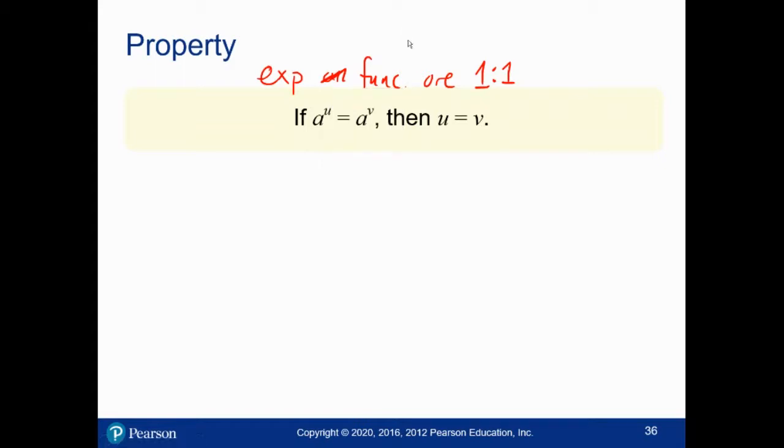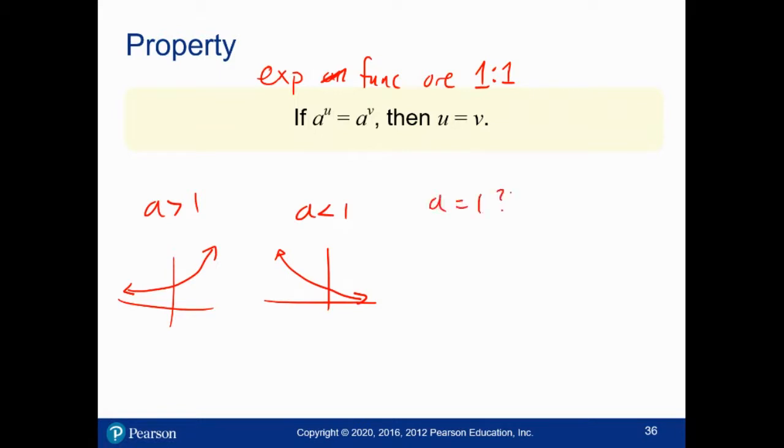Actually, while I have some nice empty space, I'll just add. Remember, if a was bigger than 1, the graph looks like this. It's increasing, it's one-to-one. When a was less than 1, it was decreasing, but still one-to-one. What would happen if a equals 1? I would just get the curve y equals 1 to the x, which would just be the horizontal line y equals 1, which is not one-to-one.